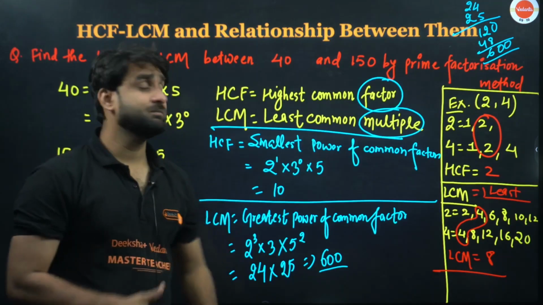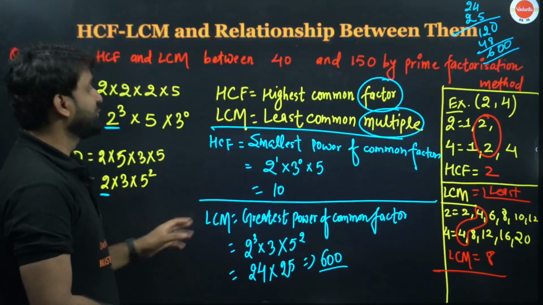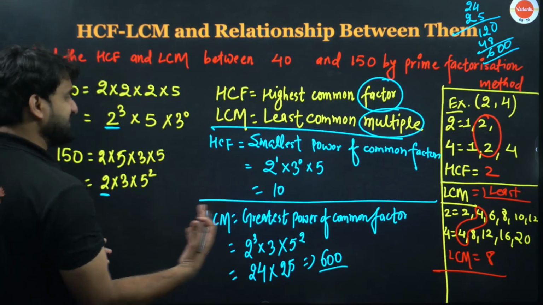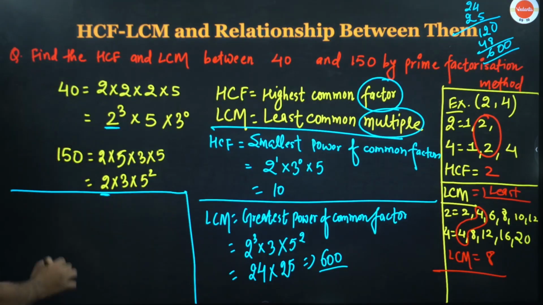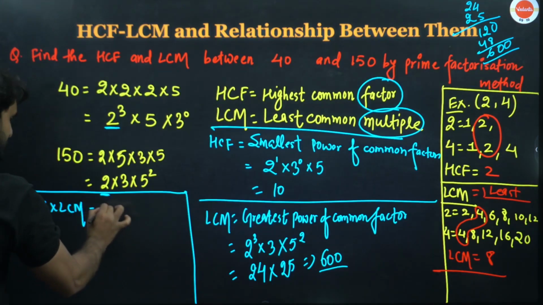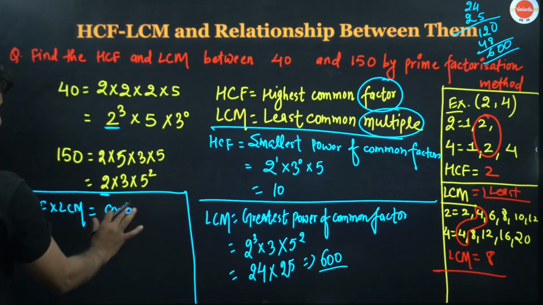Clear everyone? Moving ahead. So I hope this is clear to you all. And simultaneously, please understand one more thing. This formula: the product of HCF and LCM of two numbers is equal to the product of the numbers themselves. Let's apply this formula here.